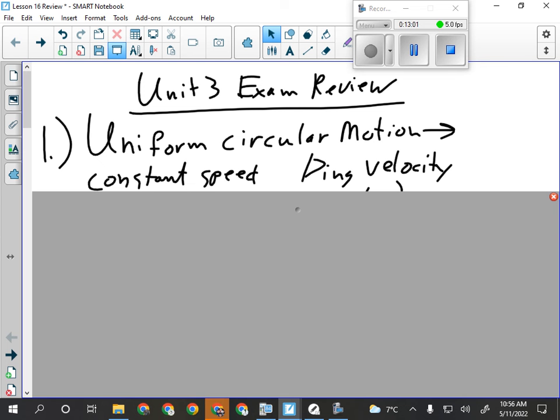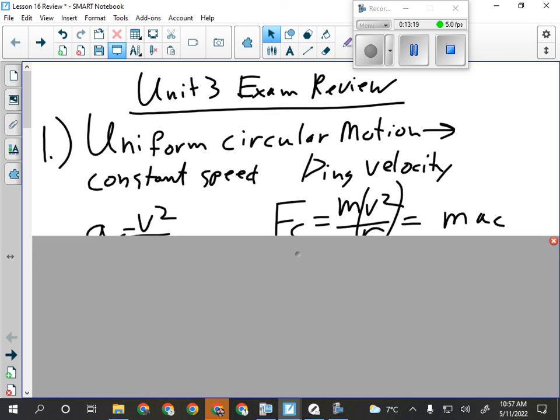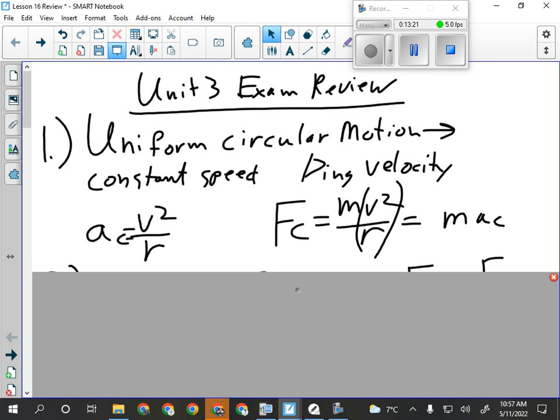It has to have a constant centripetal acceleration caused by a centripetal force that is always pulling towards the center of the circle. So there'll be some multiple choice questions about the principles of uniform circular motion. Constant speed but changing velocity. We talked about centripetal acceleration being v squared over r, and Fc being mv squared over r, equal to mass times centripetal acceleration. All of that kind of stuff. Like I say, some multiple choice questions, just checking your understanding, not so much calculation to do with that.